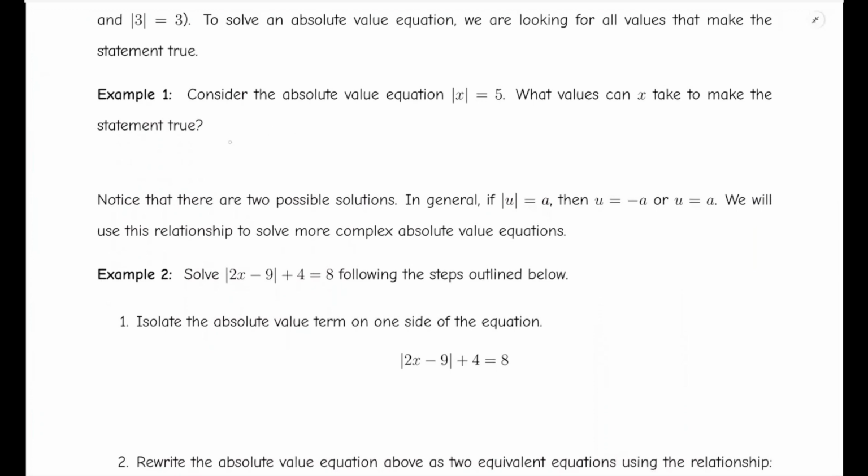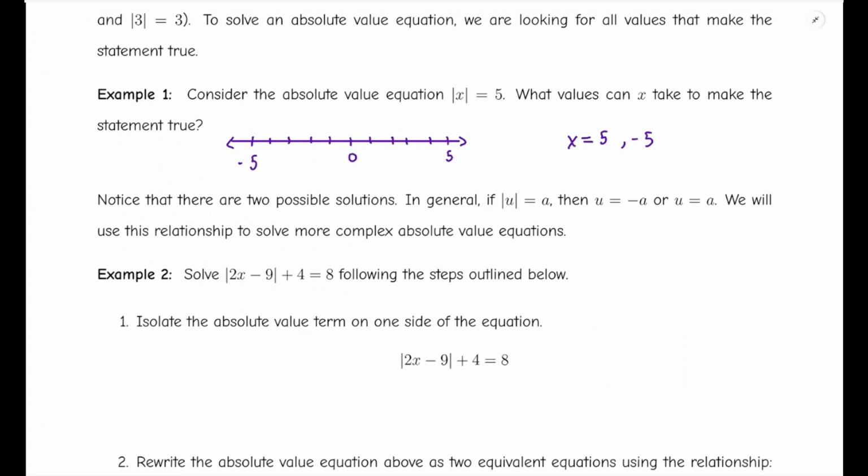Well, using a number line, what this is asking for is, if we start at 0, the numbers which are a distance of 5 from 0. So we can go 5 to the right and we get 5, or we can go 5 to the left and we get -5. So now we have x is equal to 5 or -5. Notice that there are two possible solutions. In general, if the absolute value of u equals a, then u equals -a or u equals a. We will use this relationship to solve more complex absolute value equations.